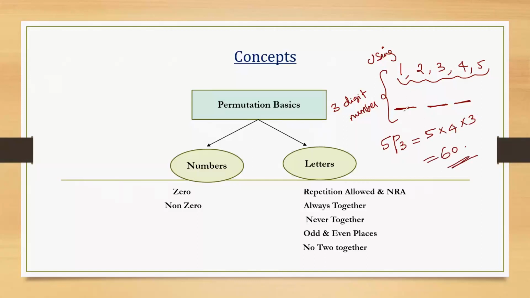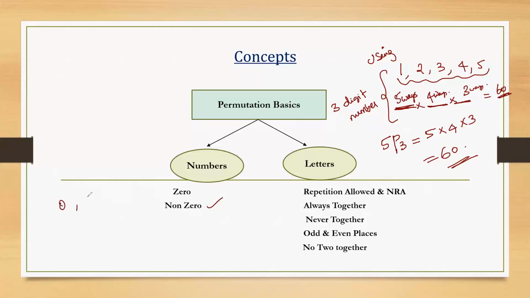Or for the first place, out of 5 any one can be placed, so 5 ways. Second place, out of 4, right? Already we have written one number, so out of 4, any one. Last place, 3. The answer is again 5 into 4 into 3. You will get 60 here. Okay, this is without 0, non-zero.